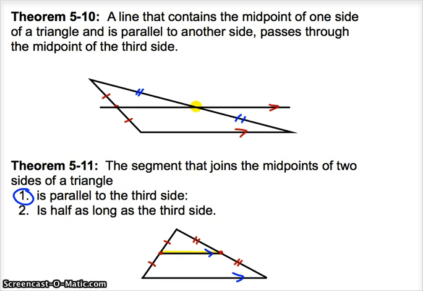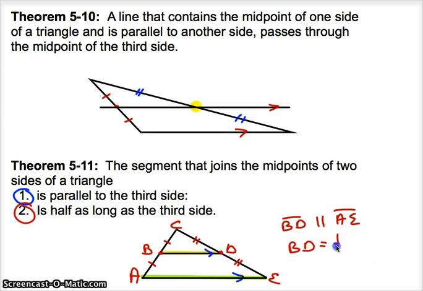The other thing that happens is this. It is half as long as the third side. So I'm really looking at it and saying the highlighted yellow piece is half of the distance of the green one. So if I came in here and labeled things, what I'd be able to tell you from the first piece of information is that segment BD is parallel to segment AE. So the second piece of information would tell me that the distance from B to D is half the distance from A to E.